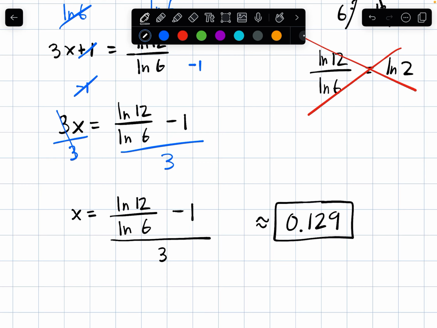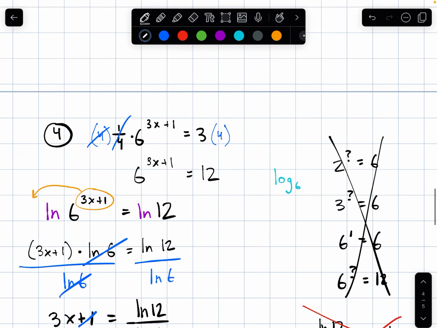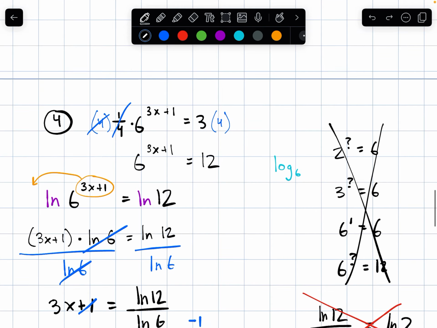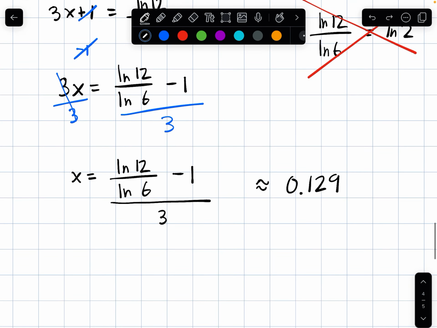So what this means is if I plug in 0.129 for this x value right here, we should get a true statement. I'm not expecting you to do that because this is an irrational number. It would be really hard to plug in and figure out, but that's how we would approach these.